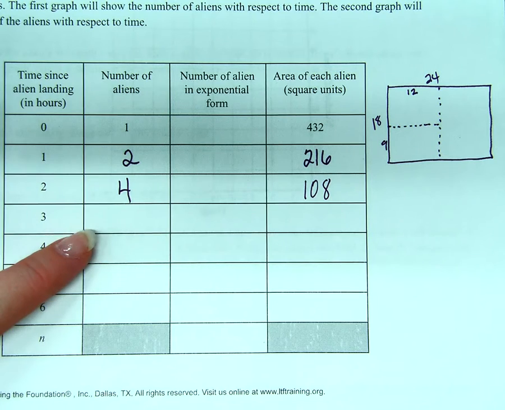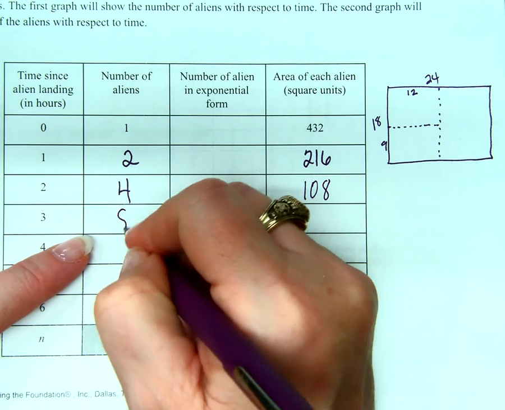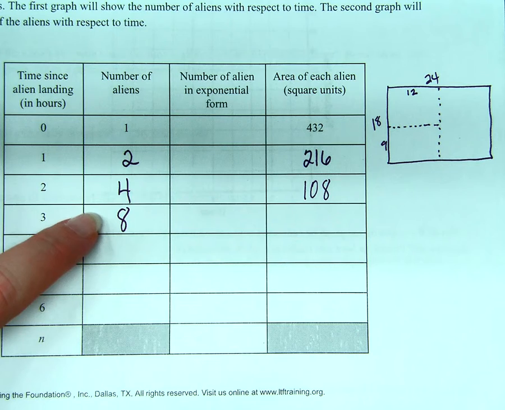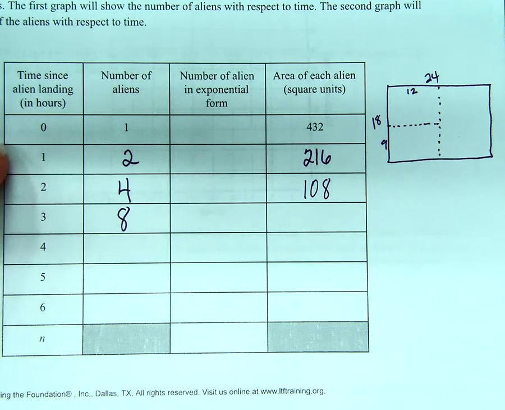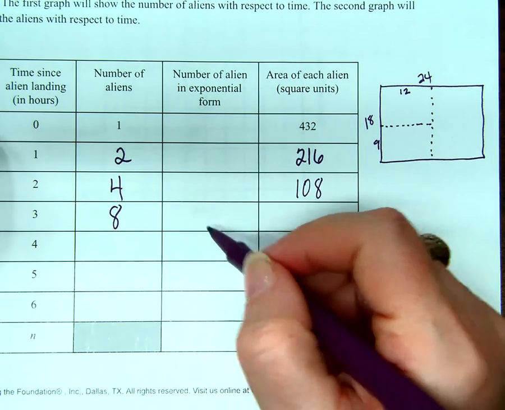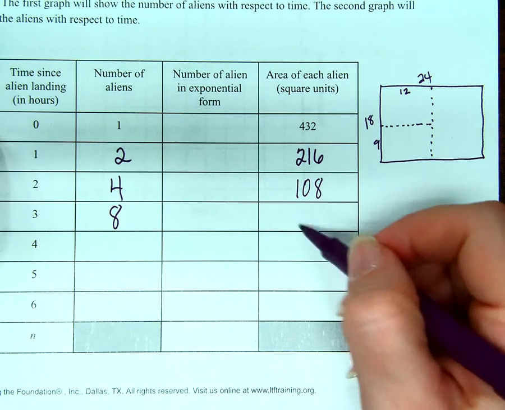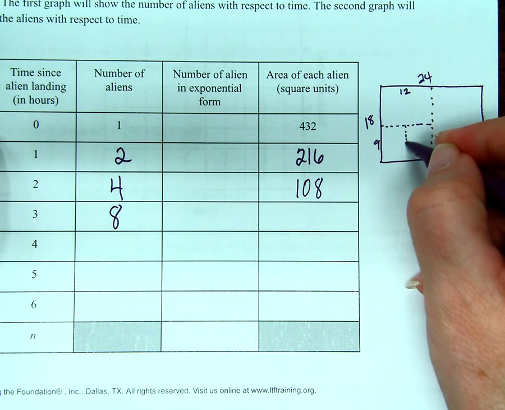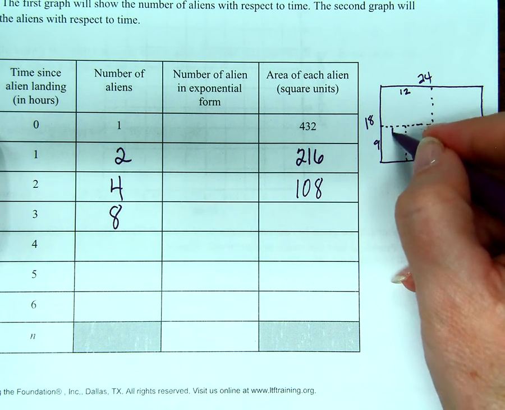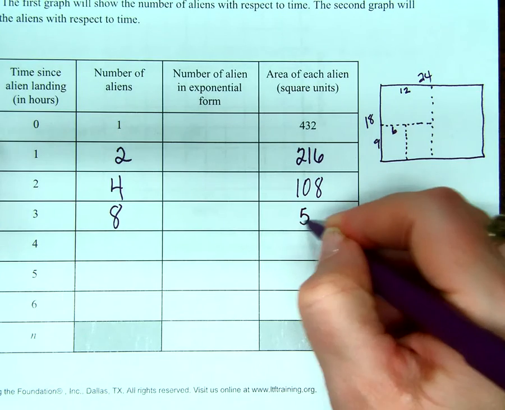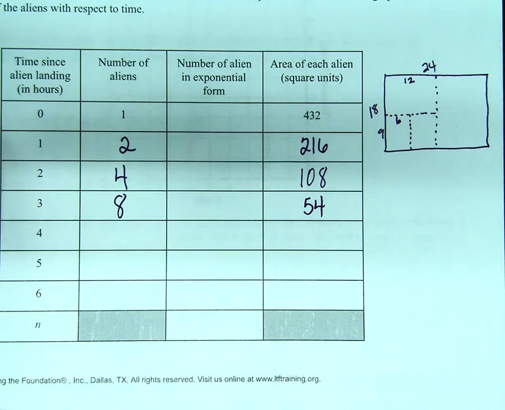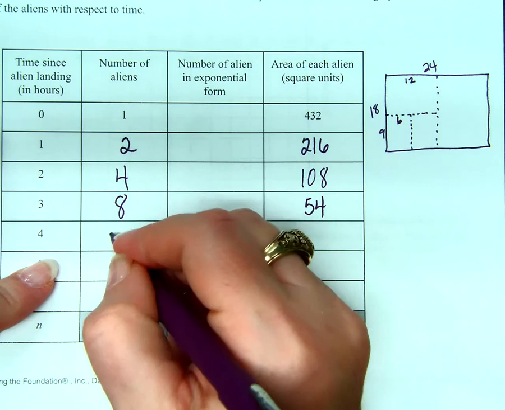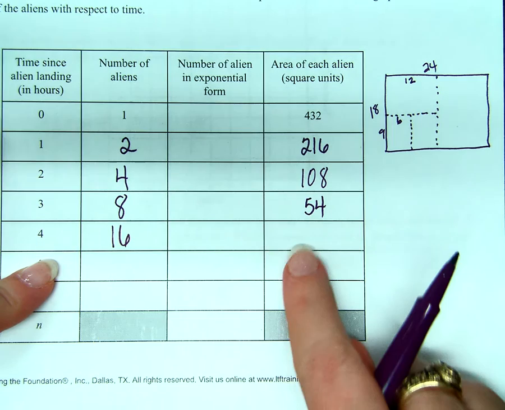3 hours since the alien landed. How many aliens are there? 8. All right, because it's doubling. Well, they're cutting in half, so they're doubling, right? The number is doubling. We're coming back to this one. What about this area? Maybe like this. So now that's a 6 and a 9. 54. 4 hours after they landed, how many aliens are there? 16. And what's the area?